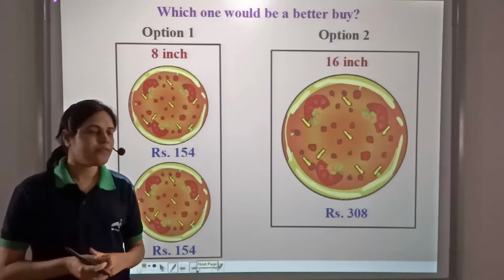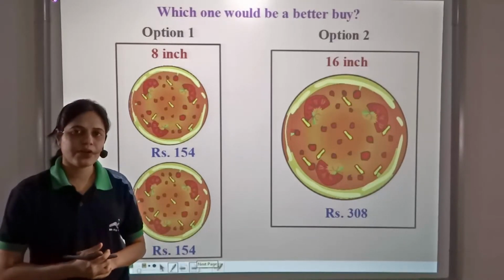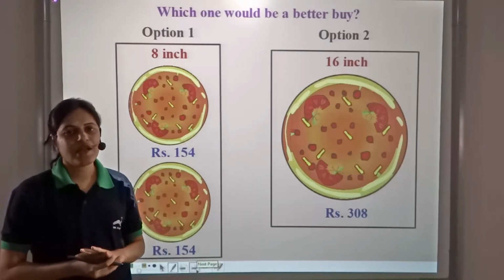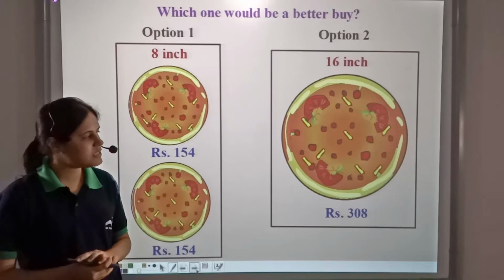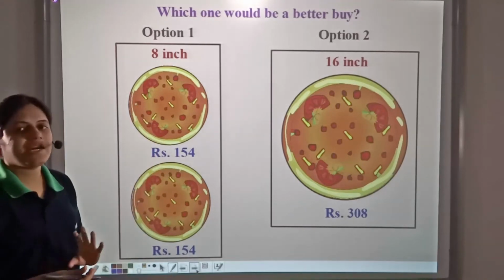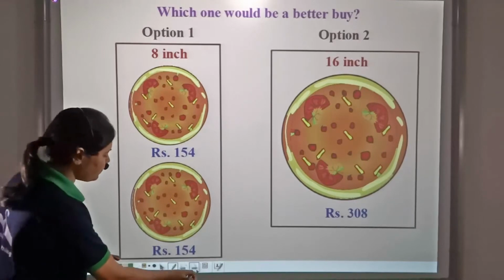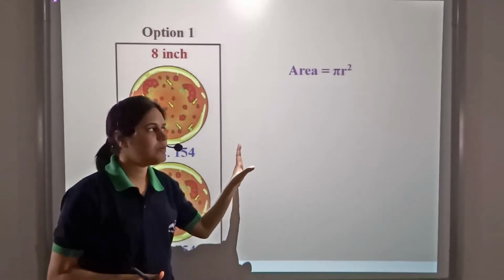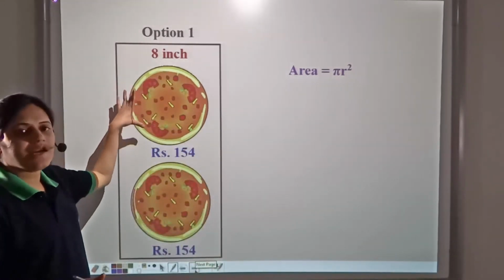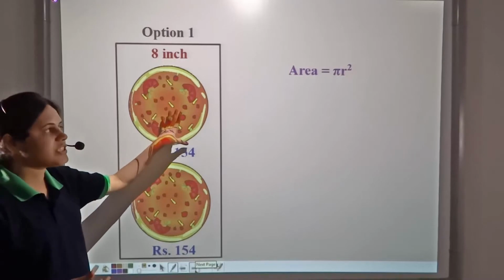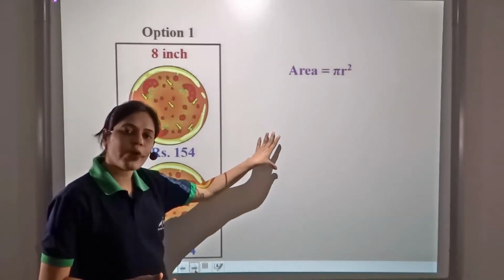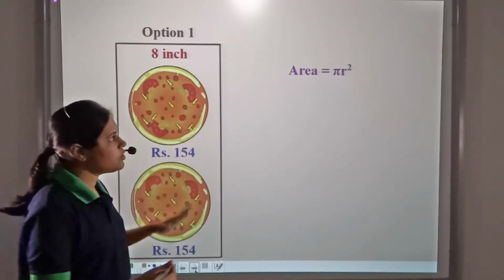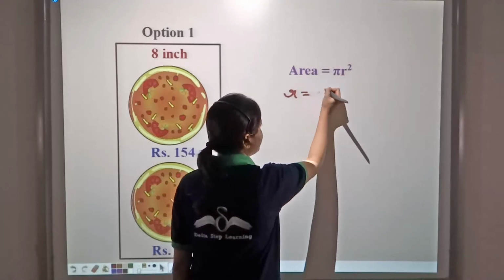So now can you say which option the friends should go for? Well, as we have already seen, the pizzas are in the form of a circle, and we can calculate the area of these pizzas. So let us calculate the area which they get in option 1. Now we know that the area of a circle is pi r square. So for one 8-inch pizza, the area which they get is pi into the square of radius. 8-inch is the diameter of this pizza. So the radius would be equal to 4-inch.